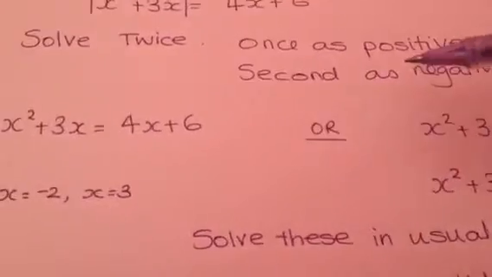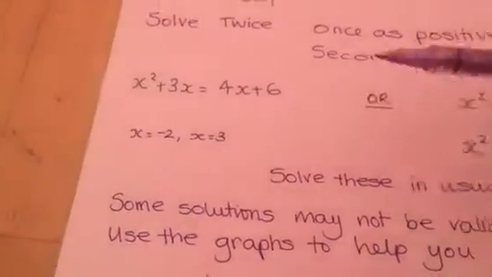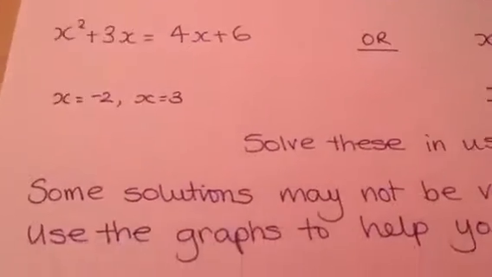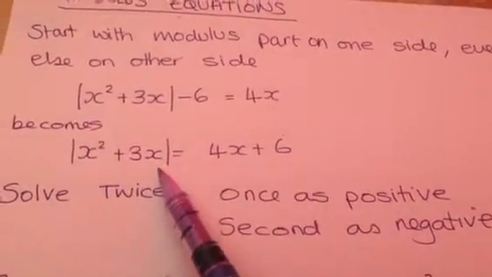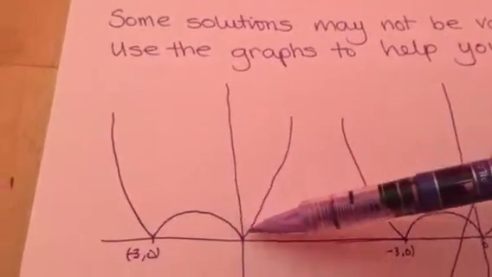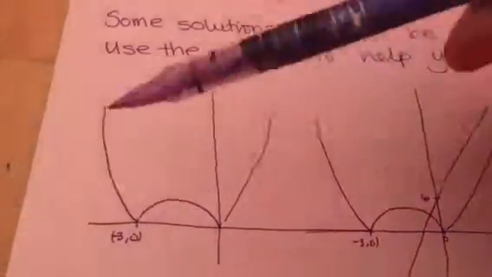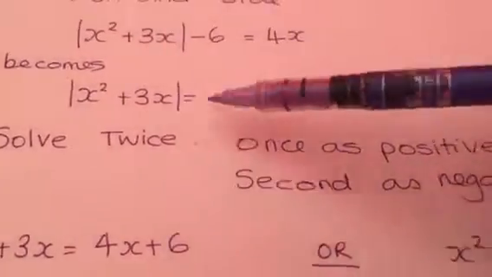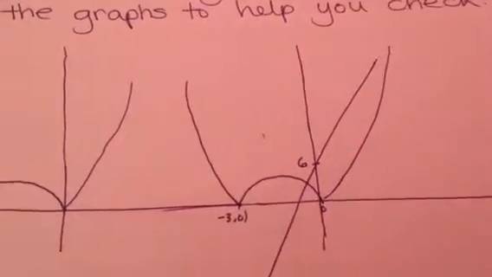Some solutions may not be valid, so what you often need to do is to use the graph to help you decide which of these values you need to use. So if I look at this one here, the graph I've got is x squared plus 3x. So if I draw the modulus graph of x squared plus 3x, I'd factorise, those are my key values, and this is the shape of the graph. Drawing the graph is often part A of the question. And on the other side, I've got 4x plus 6. So if I draw in 4x plus 6, it looks something like this.